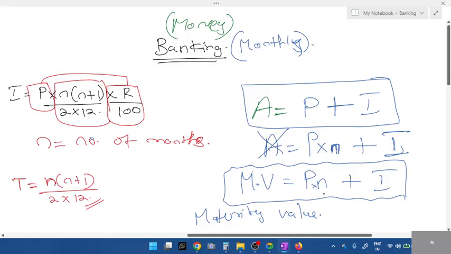Don't memorize the formula, try to understand. P plus I. It is monthly, that's just because it is monthly. P into N plus I is the formula. So these are the two major formulas we have. P into N plus I. I value is P into N into N plus 1 divided by 2 into 12 into R by 100. Any doubts in the formulas? Shall we start solving the questions? Banking question.